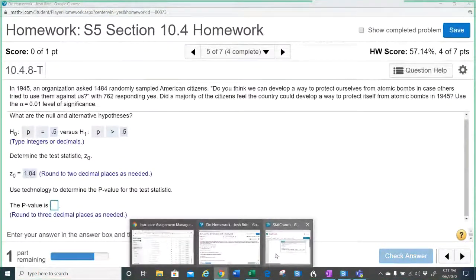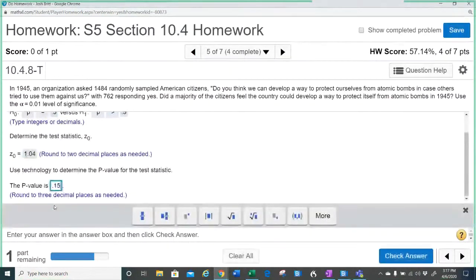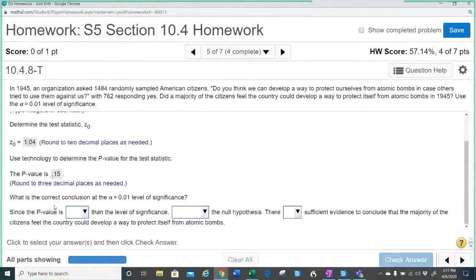P-value is 0.15. All right, so 1.5, that's large, so the p-value is greater, and so we do not reject, and there is not sufficient evidence.